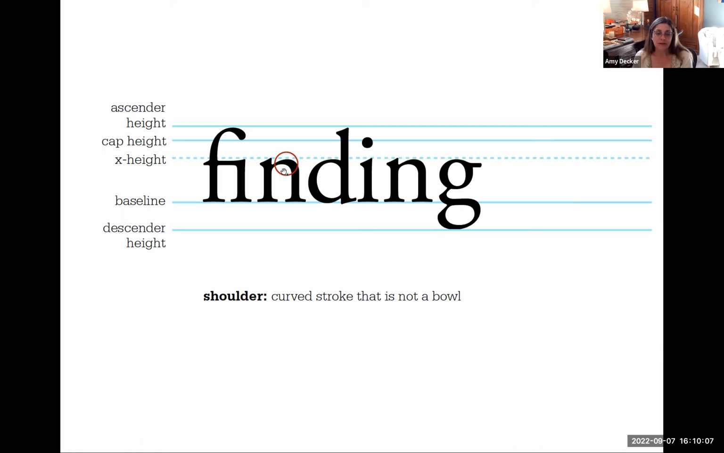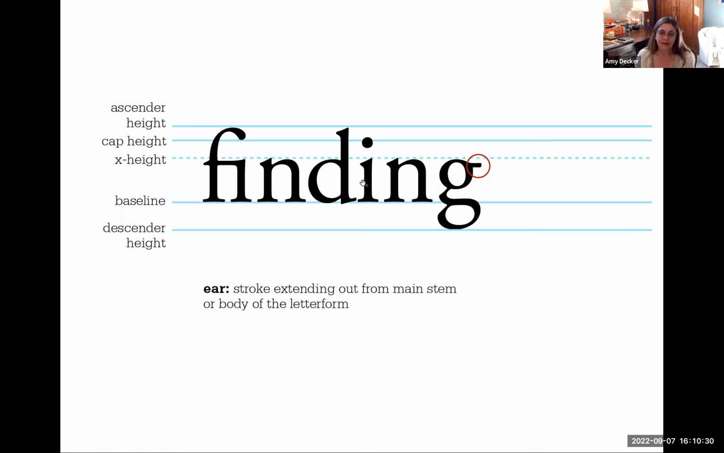In other words, when we have an opening, it's not fully enclosed, it's a shoulder. I also want to point out that we're starting to use some more humanistic terms, right? So we all have shoulders. The N and M have shoulders. The lowercase g has an ear, a stroke ending out of the main stem or body of the letter form. The only letter that has an ear is a lowercase g.